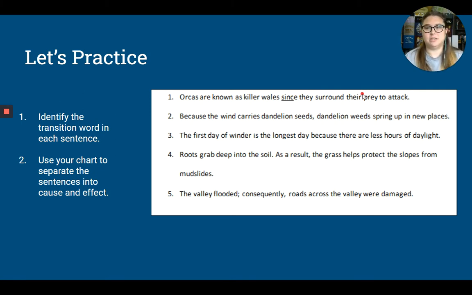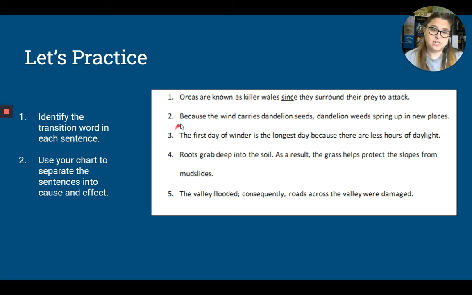When we think about cause and effect relationships, a lot of times we think that the cause has to come first in the sentence and the effect has to come second. That's not necessarily true. Sometimes they can be flip-flopped. So sometimes we'll see the effect first, like in the sentence here. Orcas are known as killer whales is the effect, and it comes first. But the cause, they surround their prey to attack, comes second in the sentence. So in the sentence, it doesn't really matter which comes first. The cause can come first or the effect can come first. But in time, it's very important that the cause comes first.